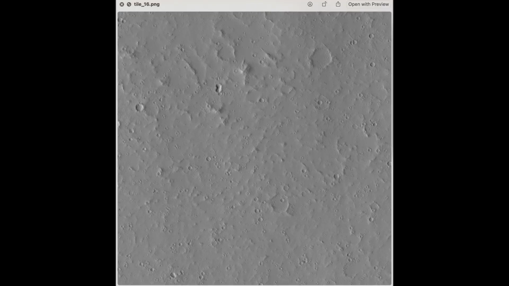Looking again here at tile 16, we can see that most of these craters are somewhat circular. As a result, there is not a huge amount of identification information here. Orientation could be more useful for some of the ridge lines.